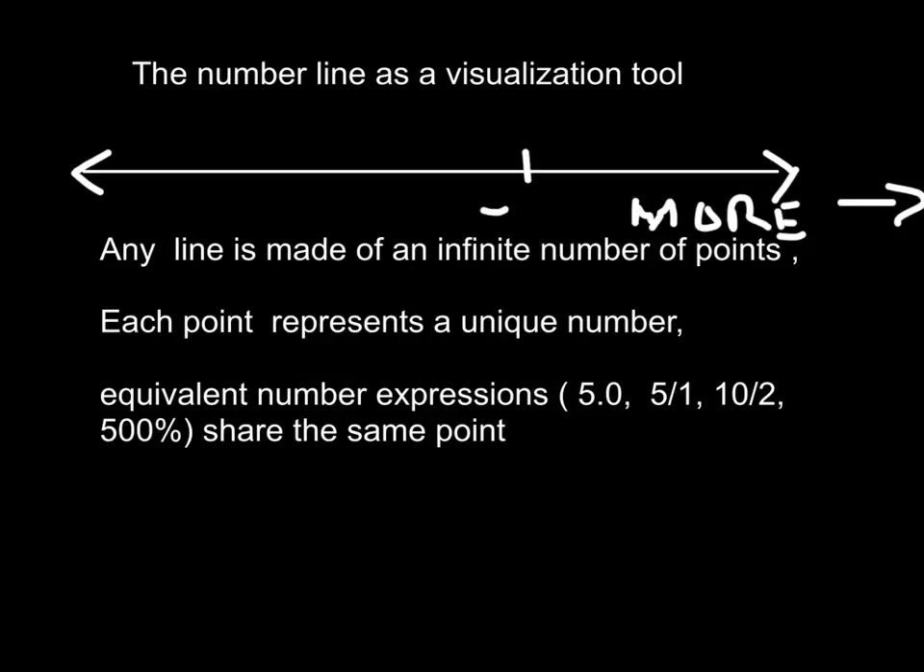For example, if you had negative 10, over here might be negative 12. Negative 10 is greater than negative 12, so it's going to be to the right. It's also important to note that numbers that are equivalent, in other words 5 over 1, 10 over 2, which simplifies to these, 500%, they are all the same identity and they will share one unique point on the line.